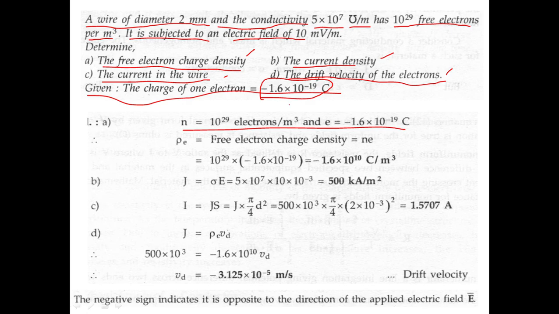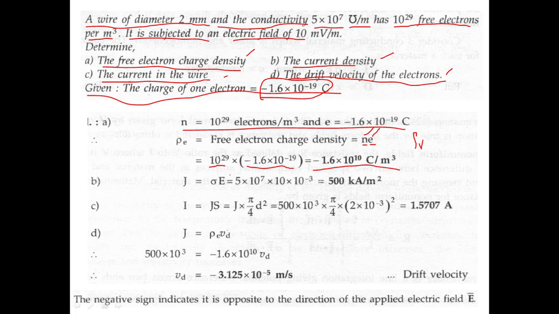If it is not given, then you should note the value of E, right? So now we have to calculate the free electron charge density. It is given by N into E, where N is the number of electrons and E is the charge on each electron. When you multiply those two, there are 10 to the power 29 electrons, and this is the charge on each electron. So this is what you get, in coulomb per meter cube. So this is nothing but rho V, correct?